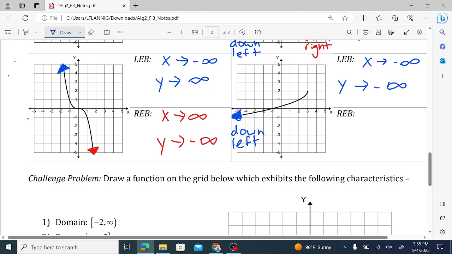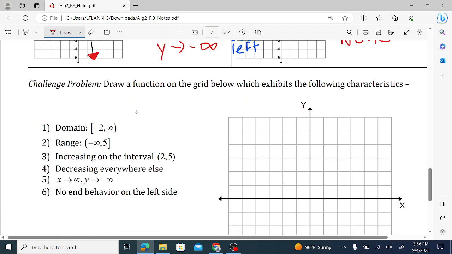Now, this one's a little weird because it doesn't even have an end behavior, actually. This right end behavior, it just stops. It doesn't keep going. It just has no end behavior. So we would just say none for this because it just stops. It doesn't go on forever. So there is no right end behavior.